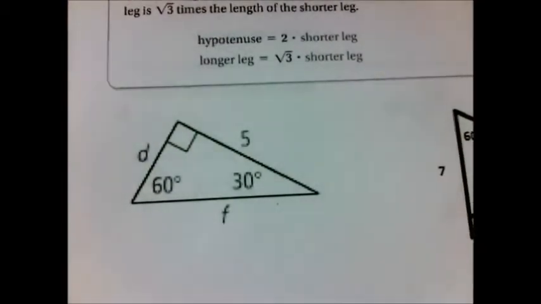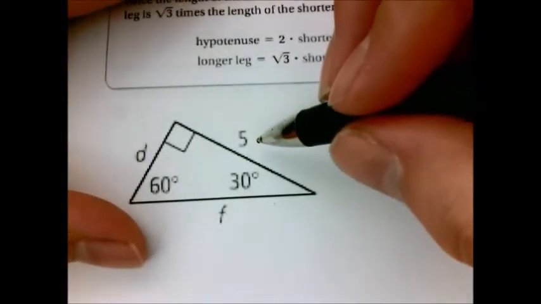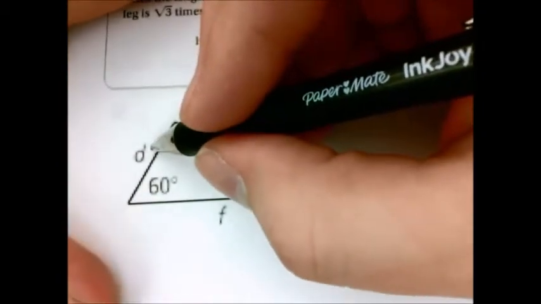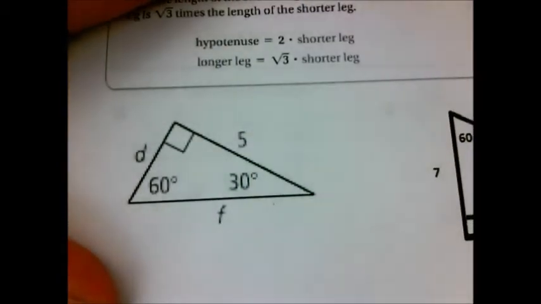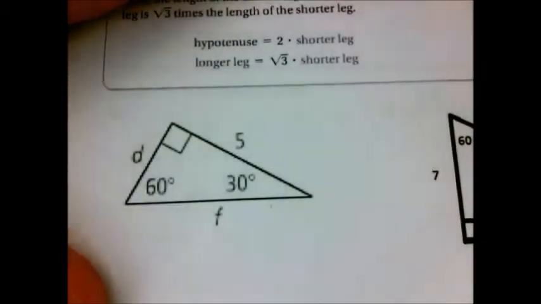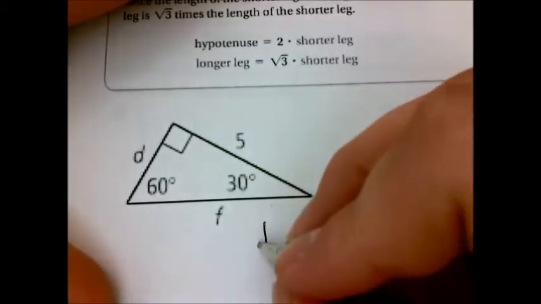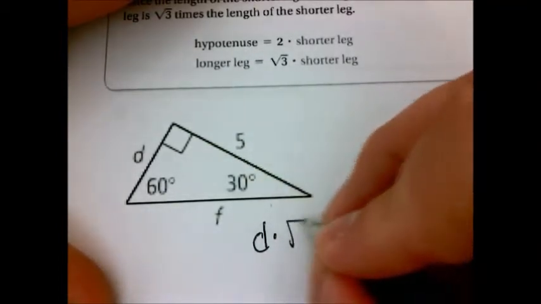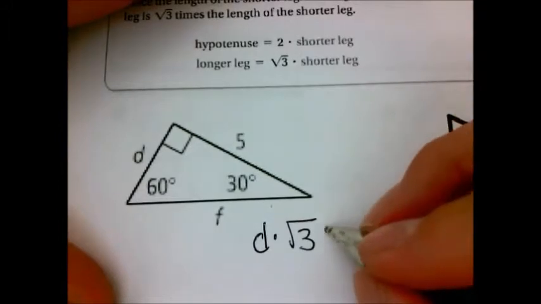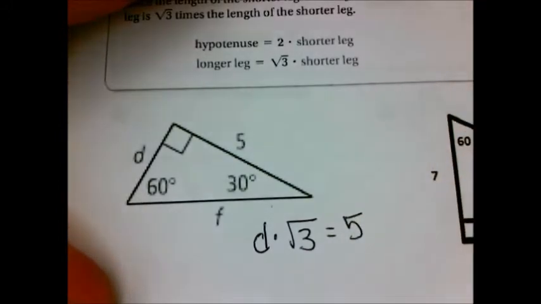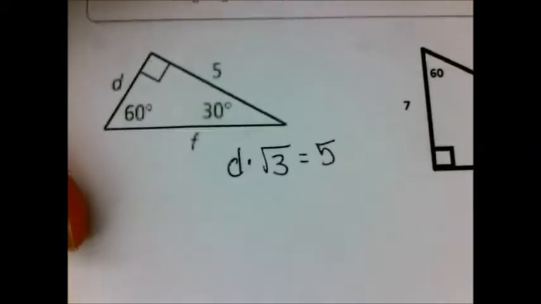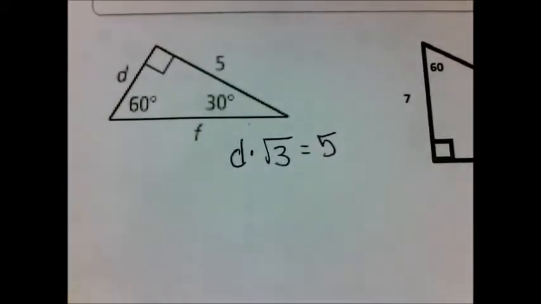For example, in this first one, we're going to use the longer leg to figure out the shorter leg and the hypotenuse. We're going to first try to find the shorter leg, since this is usually what everything is based off of. Now, we know the shorter leg, if you multiply it by the square root of 3, should give you the longer leg, which is 5. So you see a little pattern that we're doing with this on the 30-60-90. We've got to set up the equation, then solve for it. So the shorter leg is d times square root of 3.